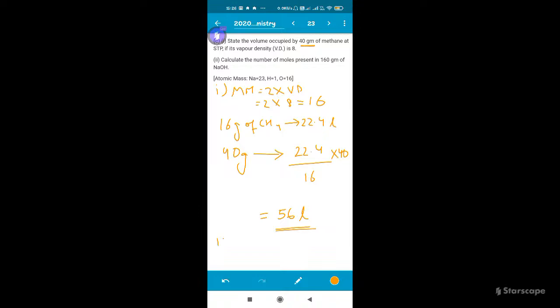Okay, then let's move on to the second question. Calculate the number of moles present in 160 gram of NaOH. Let us first find the molecular mass of NaOH. 23 plus 16 plus 1, we get the answer as 40. Okay, so we know number of moles is equal to given mass by molecular mass. So your given mass is 160, your molecular mass is 40, so your answer is 4 moles. Very easy question. 4 moles is your answer, and as soon as you do both these questions, you're going to get 4 marks very easily.